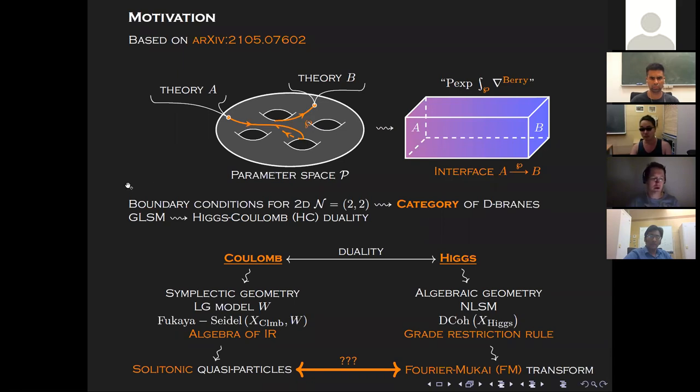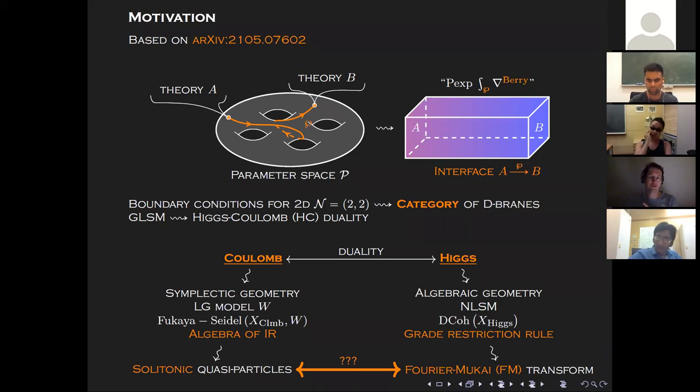So far, it's quite an abstract notion. However, as long as we add more constraints, things become more symmetric. So I will concentrate on two-dimensional N=(2,2) theories. And a peculiarity of these theories is that if I put my theory on a manifold with a boundary, I have to choose boundary conditions. And in this case, boundary conditions are not just an arbitrary set. They have the structure of a category of branes.